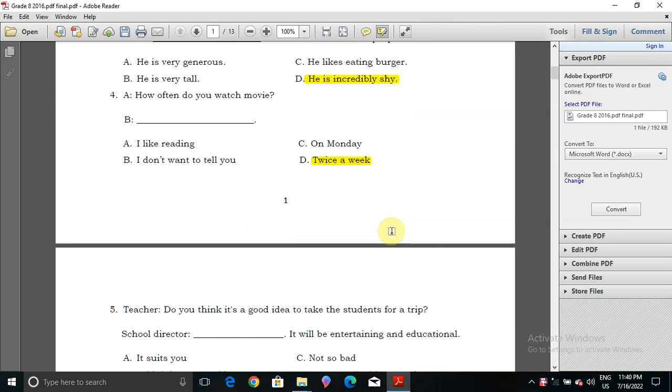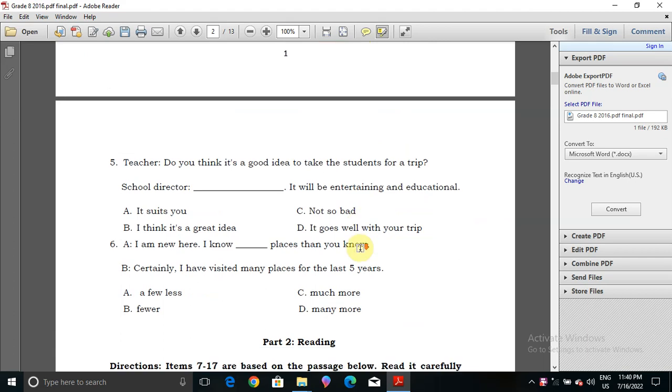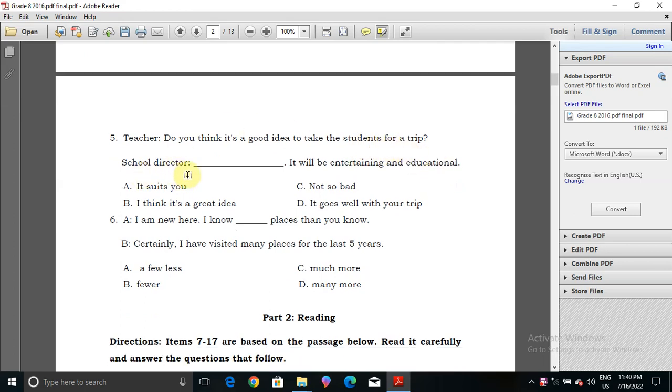Now in question number 5, the teacher is asking something, okay? "Do you think it's a good idea to take the students for a trip?" The school director answered with something, but then he said it will be entertaining and educational. Okay, what's the meaning of "it will be entertaining and educational"? That means it's something good or bad. So the school director should say whether this idea is good or bad.